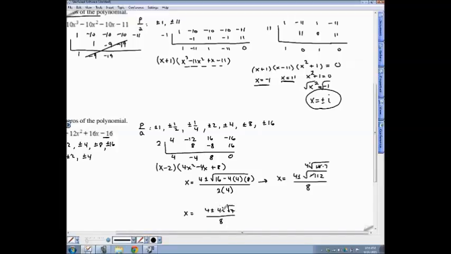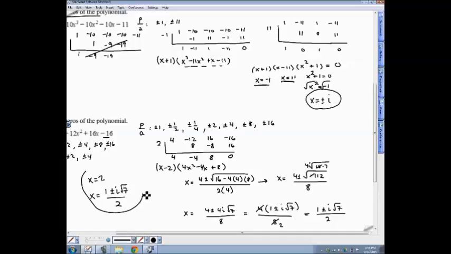Now if you look at the numerator, the common factor there in the numerator is 4. And then 4 goes into 8 twice. So we've got 1 plus or minus i square root of 7, all over 2. So that counts as 2 zeros. We found the zero x equals 2 earlier, so the zeros are x equals 2 and x equals 1 plus or minus i square root of 7 all over 2. Those are the 3 zeros.